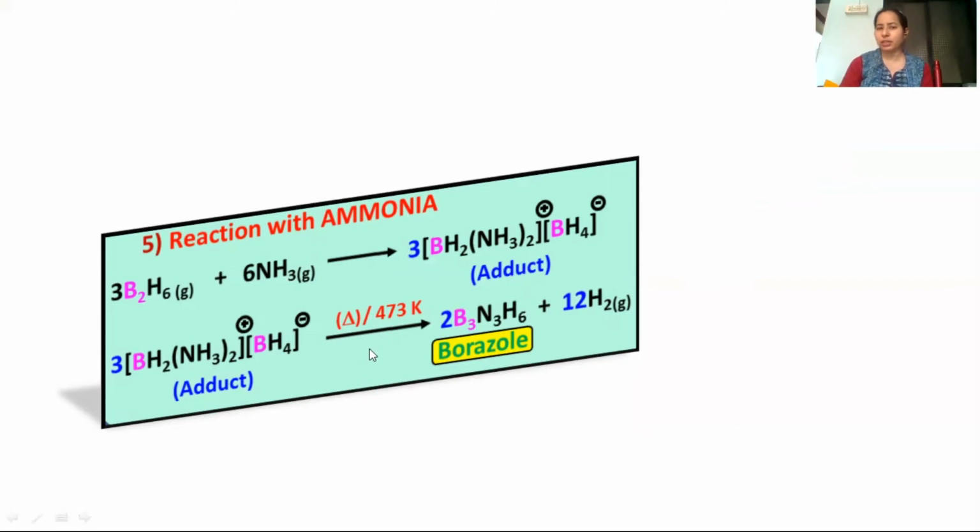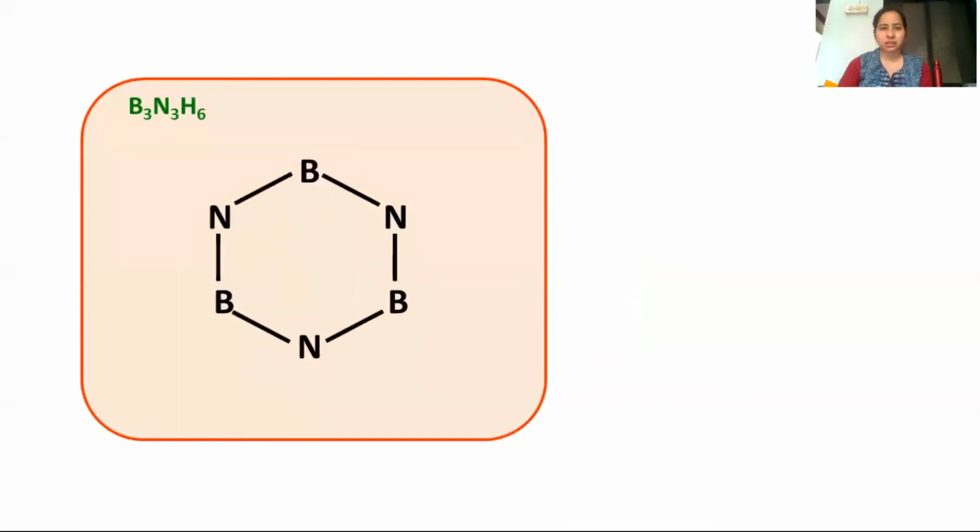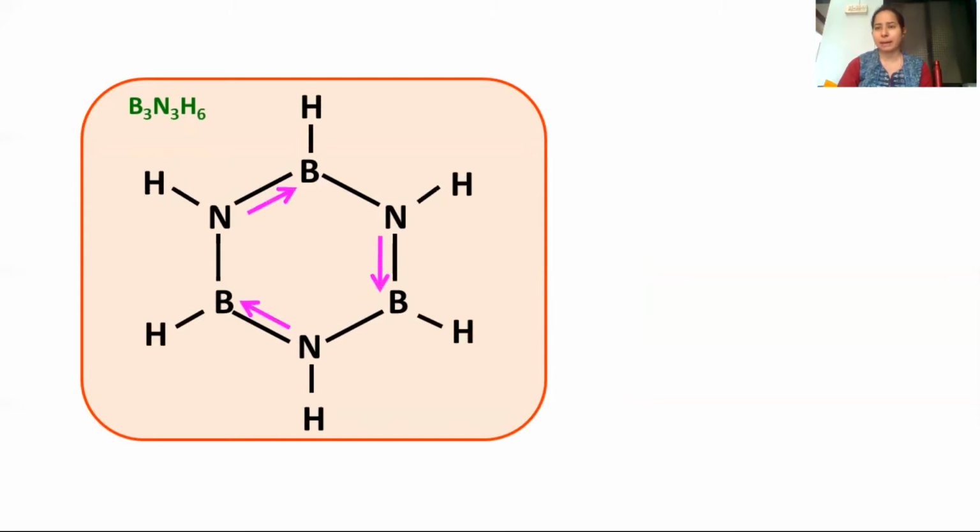And this adduct, when you heat it at 200 degrees Celsius, gives a compound called borazole. As I said, this is extra information. You don't need to remember the chemical equation. Borazole, you can see the formula is B3N3H6. This is the structure. And you can see this structure is almost similar to what you have studied for benzene.